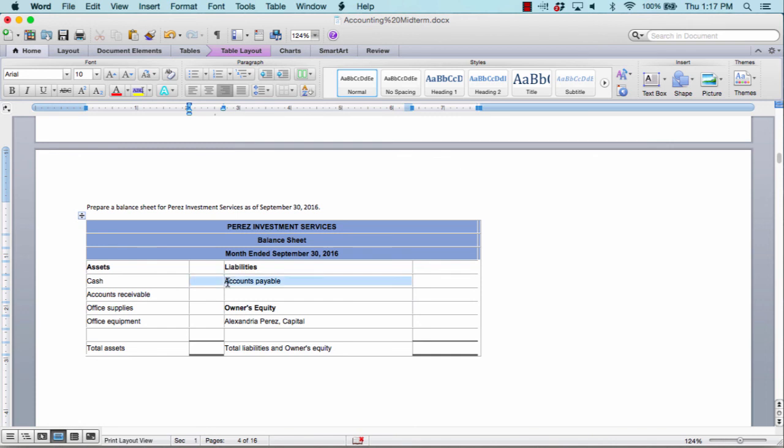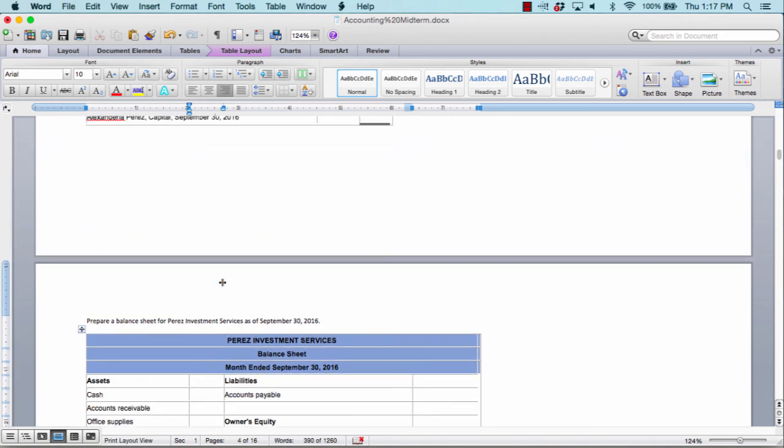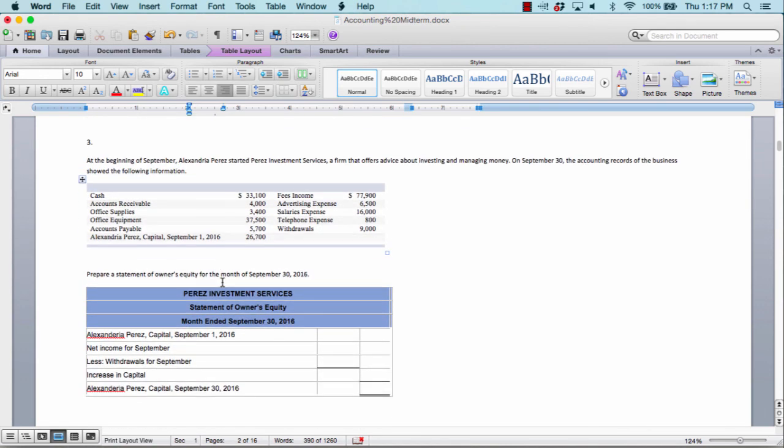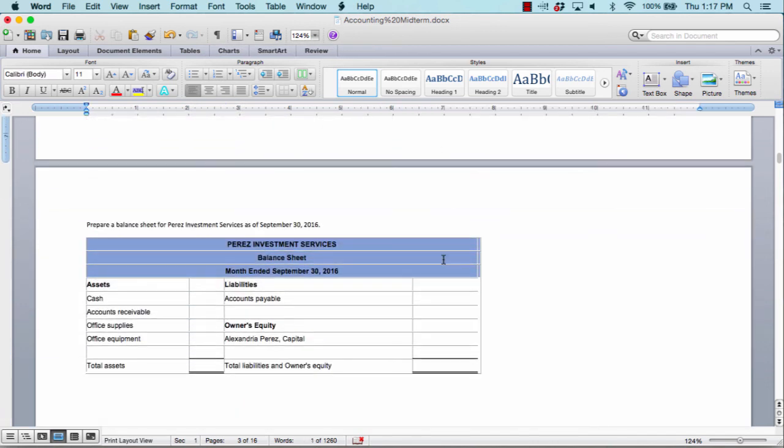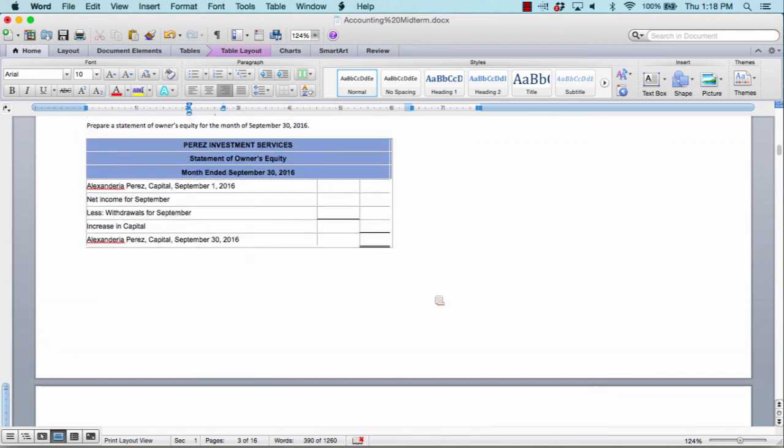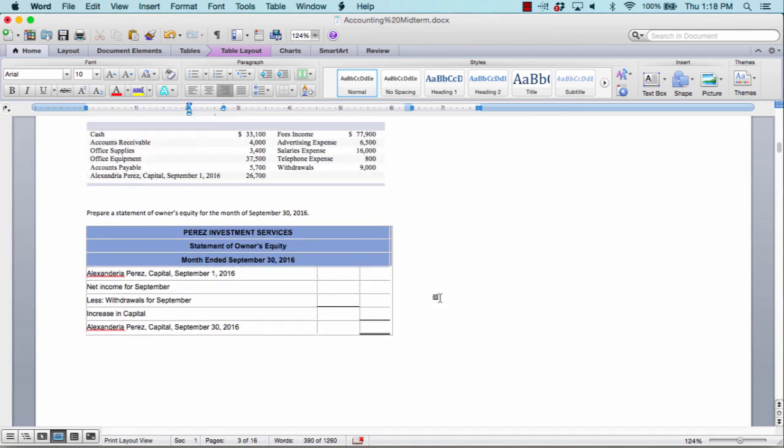It's asking you for cash. That's the first one. Okay, so you got to look up here. What is your balance on cash? It's 33,100. Okay, so you're going to put that value under cash. Okay, it's asking you for accounts payable. So you look up here and see if you have accounts payable.